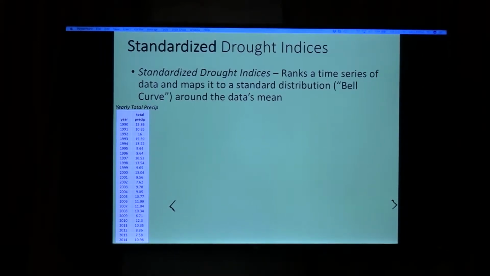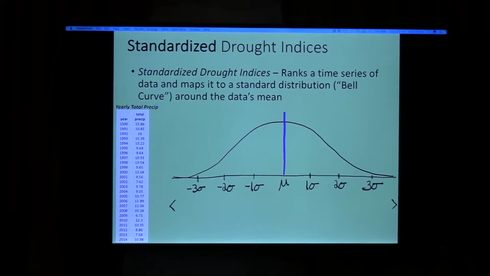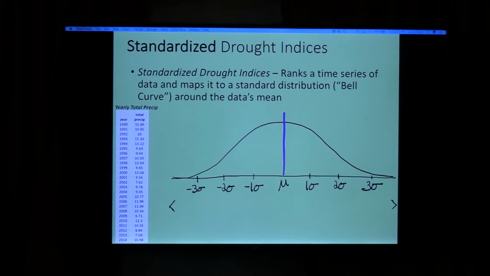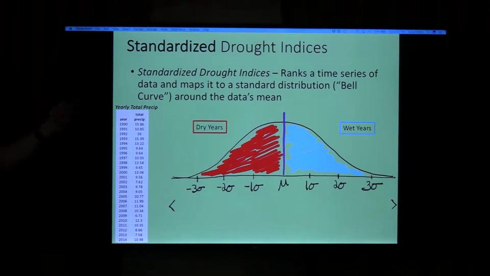It ranks that data from highest to lowest, and then finds the mean of that data and maps it to a standard distribution, or a bell curve, where the tick marks going out from the center, or the mean, are standard deviations. And that tells us something about how spread out this data is. If we have a year that's wetter than average, it'll plot as a positive standard deviation, or a blue, or a wet year.